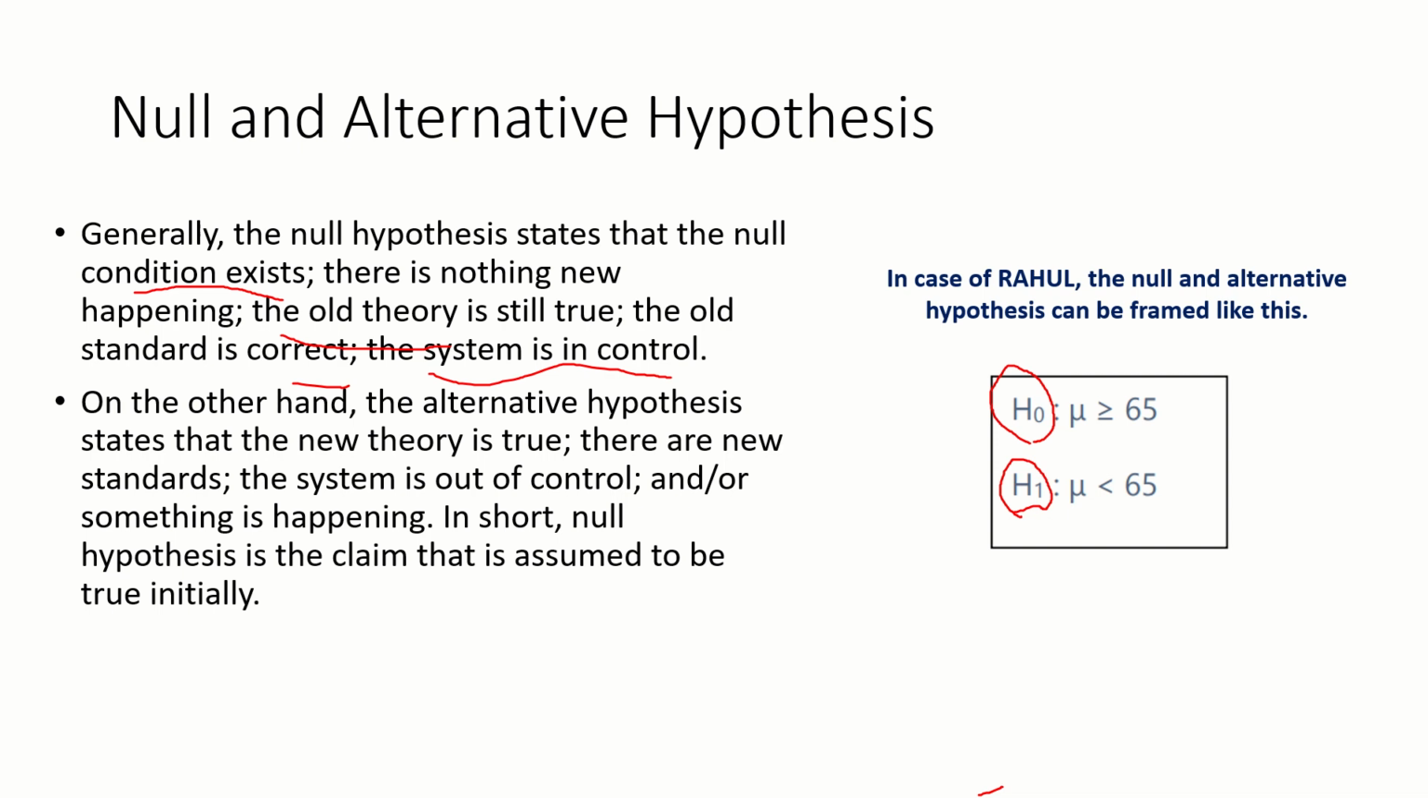Take the case of Rahul. The case of Rahul tells us the null and alternative hypotheses can be framed like this. This is called the null, and this is called the alternative hypothesis. So in that case, mu is greater than or equal to 65. That means you are going to accept Rahul if his batting average is equal to or greater than 65, and you are not going to accept him if it is less than 65. This is what we talked about.